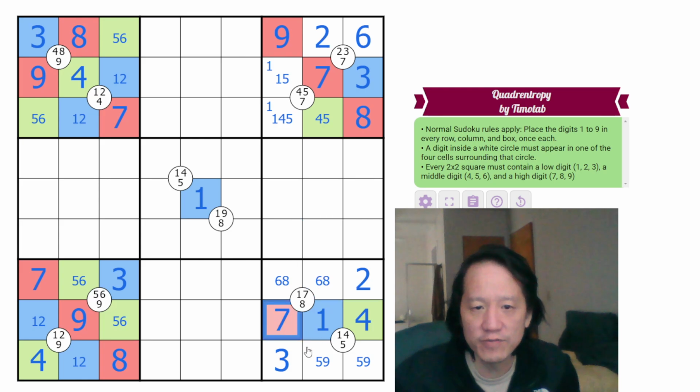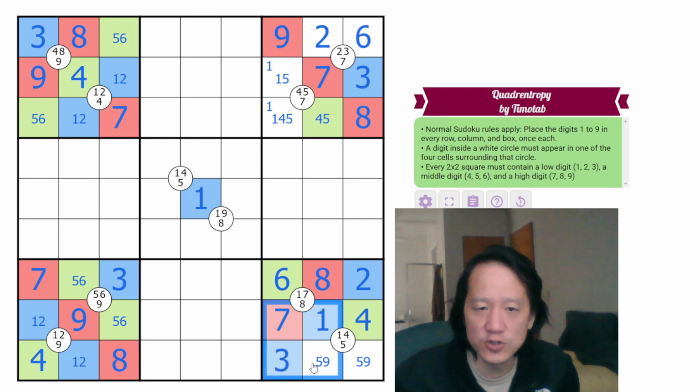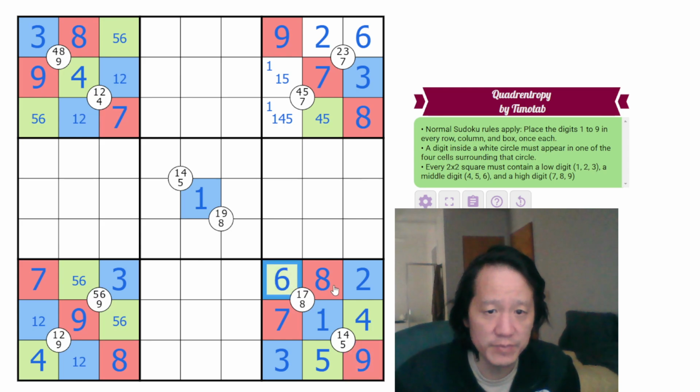What else do we have? These are all low. Because of that, in this 2x2 area, we have 2 lows and a middle, so we need a high here, which makes this the 8, because 6 is not high, which makes that a 6, being a middle digit. In this 2x2 area, we have 2 lows and 1 high, so we still need a middle, so therefore this is a middle, which makes that a 5, and makes that a 9. And therefore this is a high. This can't be 5 anymore, so this must be 4, which means this can't be 4.